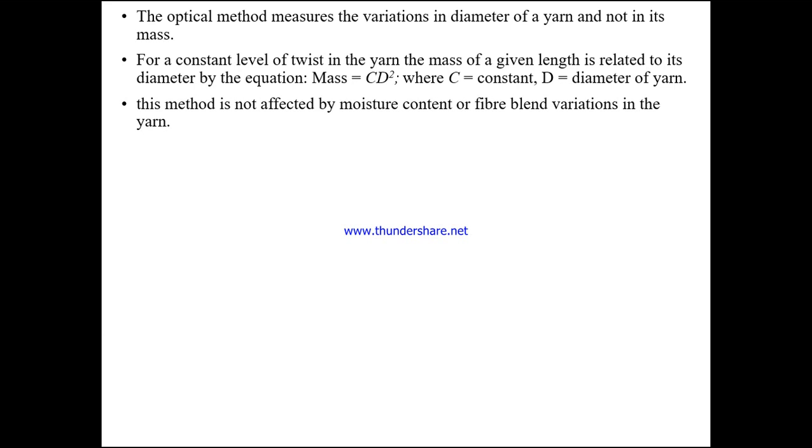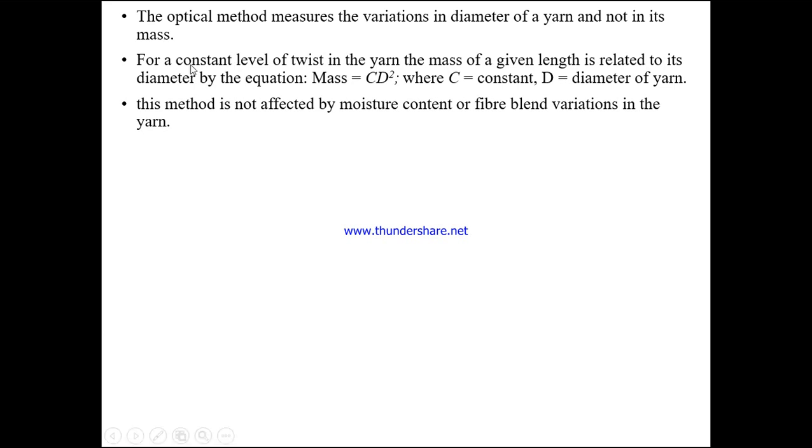G580. The optical method measures the variation in the diameter of the yarn and not in its mass. So it is basically a measurement of the diameter of the yarn. It is not the measurement of the mass, because the infrared radiation is blocked by the diameter, or the cross-sectional shape of the yarn, not by the mass of the yarn. So it's not a mass irregularity, it is basically irregularity in diameter or the cross-sectional shape of the yarn.